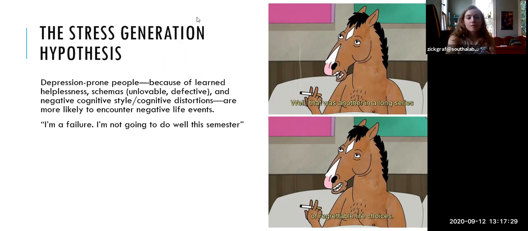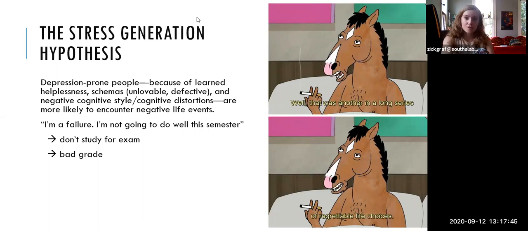So as an example, someone who has the belief based in a schema of defectiveness that they're a failure and that they're not going to do well academically this semester might be a little bit less motivated to study, because if you know that you're going to fail already, then why waste your time? And as a result, they might actually be more likely to get a bad grade than they would have if they had spent more time studying.